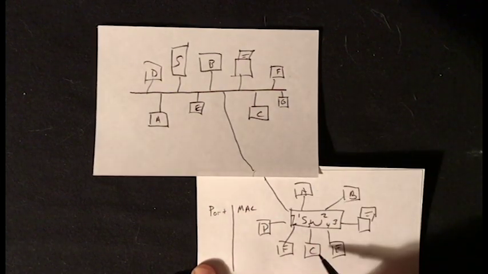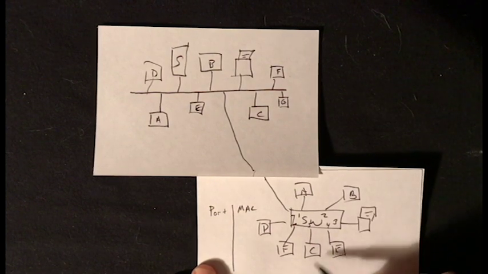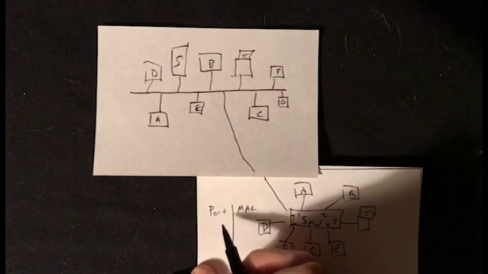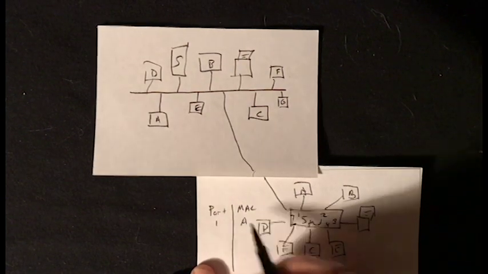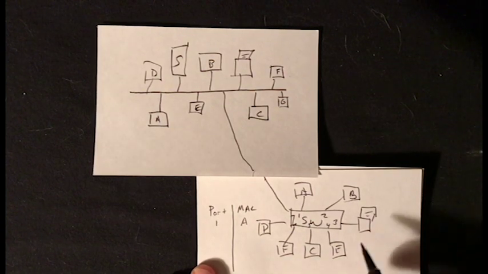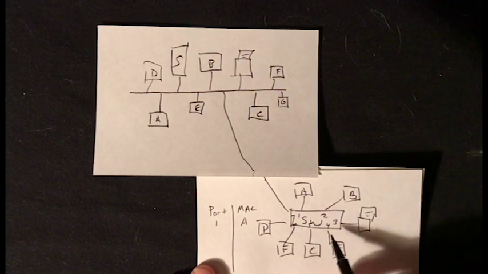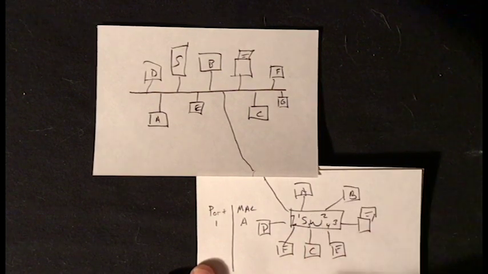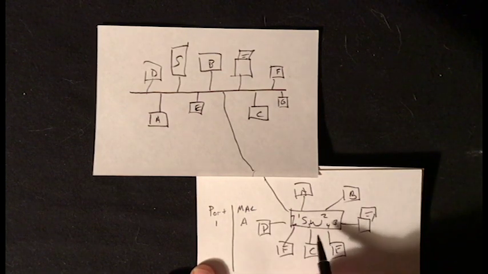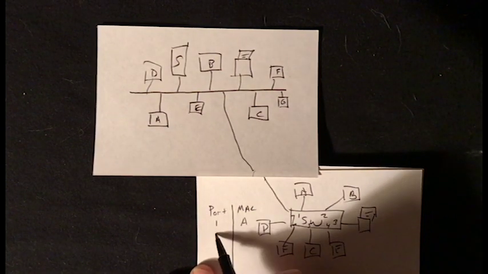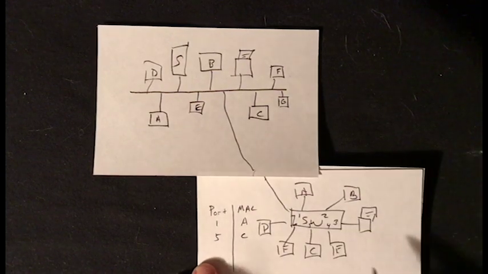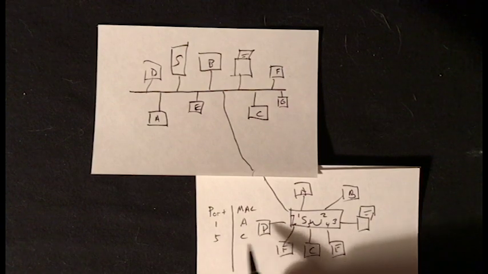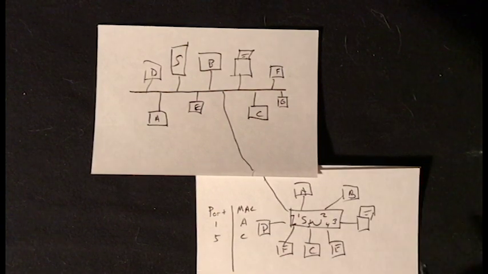A sent a message to C. It didn't get to C yet. C hasn't said anything, but I did get a message from A, and it came in on port 1. So I can write port 1. I know that A is out there. And then when C replies, I'm barely reading my writing. It's on port 5. So C answers back to A on port 5, and the switch knows that's where C is located. So on port 5, I have an address called C. So as these conversations go on, eventually the switch will have a note of where everyone is located.